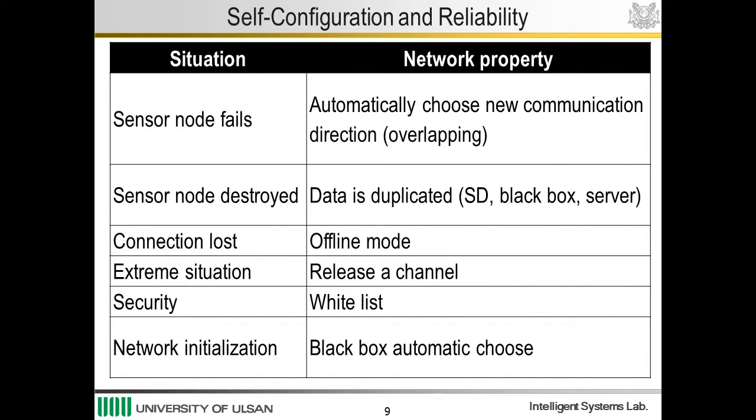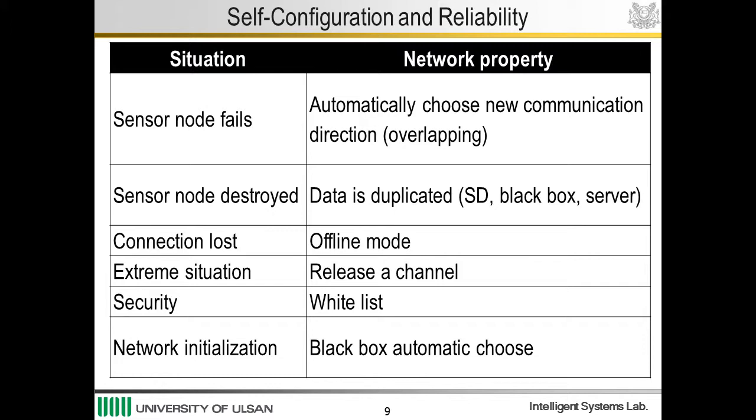If a sensor node is totally destroyed, we don't lose the data which was gathered by the sensor node, because the data is duplicated to the black box and to the server. And if the connection is lost, the sensor node continues its work. It logs its data to the SD card and it can be retrieved later after the connection is restored.